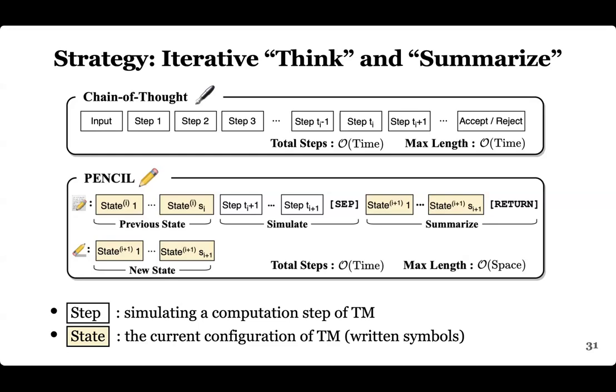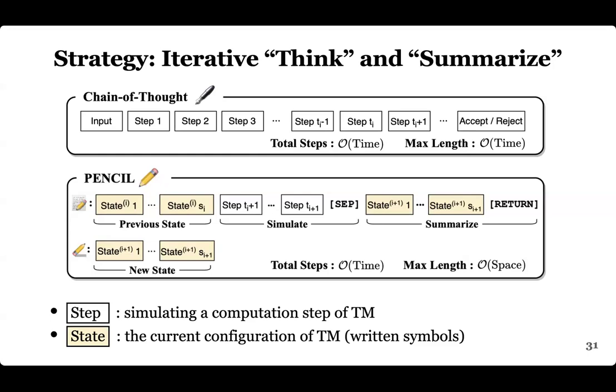So from the previous state, which is proportional to the space used by the Turing machine, Pencil can generate a few steps to simulate the computation of the Turing machine. And when the current length of the sequence exceeds a certain threshold, it will trigger the reduction, and it will summarize the previous thinking process into the current state, which means the current space used on the tape. In this way, it iteratively thinks and summarizes. It will keep the space used by Pencil proportional to the space complexity of the algorithm.